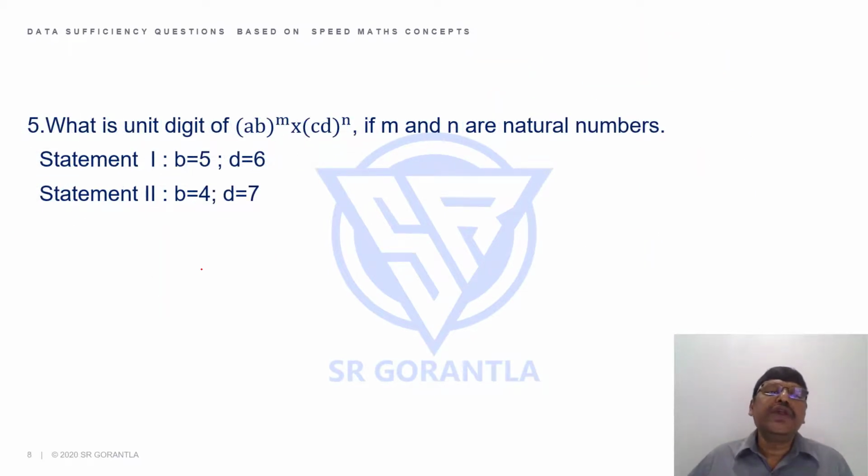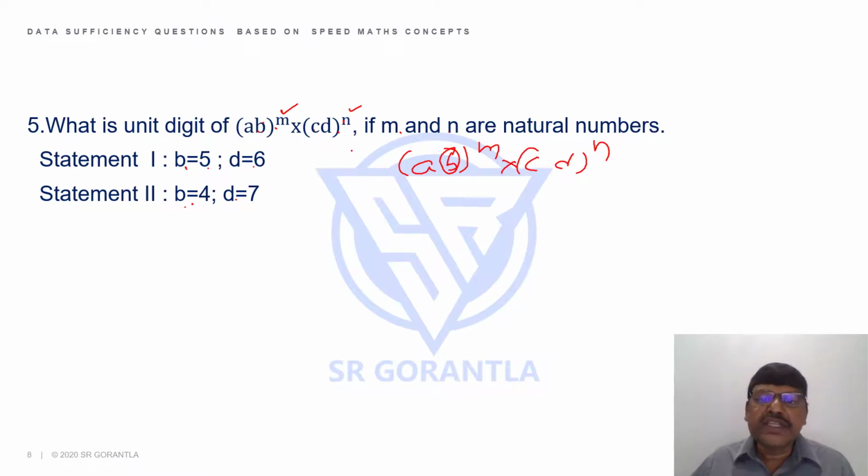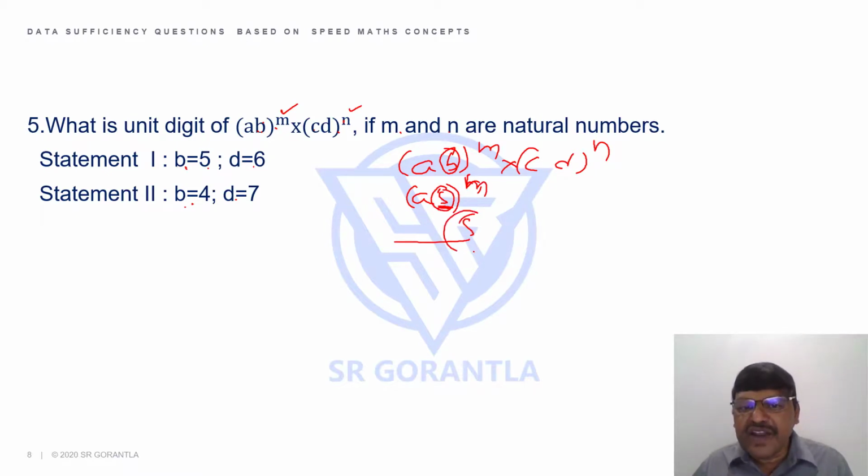What is the unit digit of AB power m into CD power n, if m, n are natural numbers? Statement 1 says B is 5, D is 6. Statement 2 says B is 4, D is 7. Students, if I take AB power m into CD power n, if you recall the two special conditions of unit digit, B is 5 means any number that ends with 5, whatever may be the power, will end with 5.